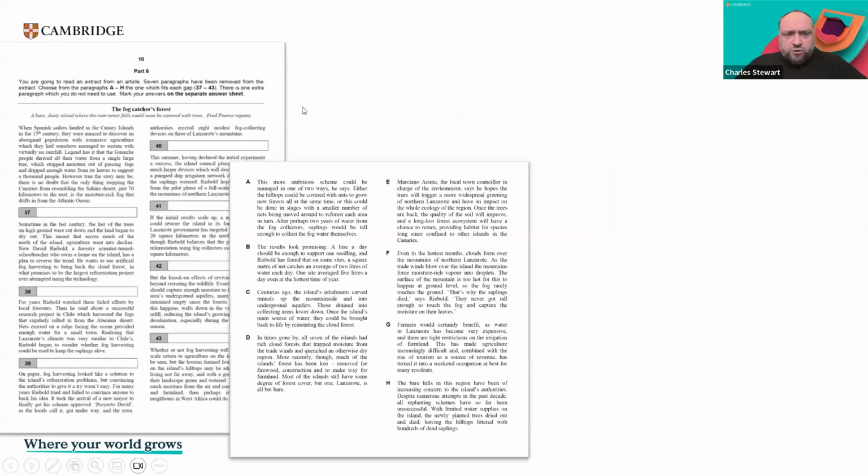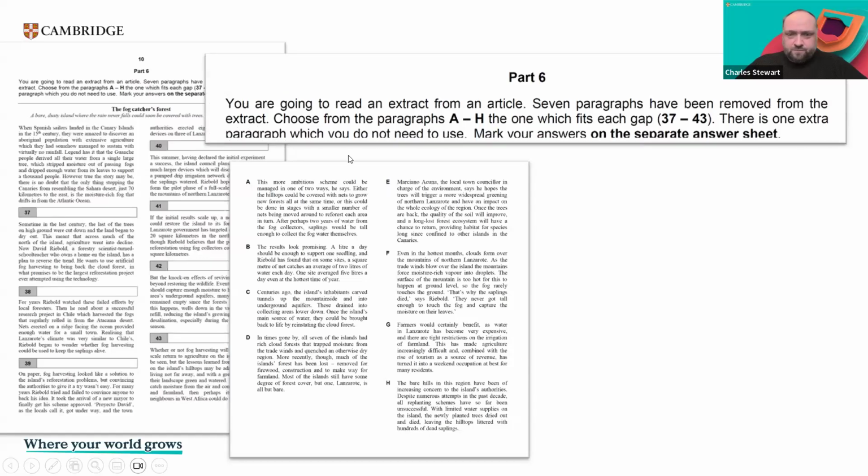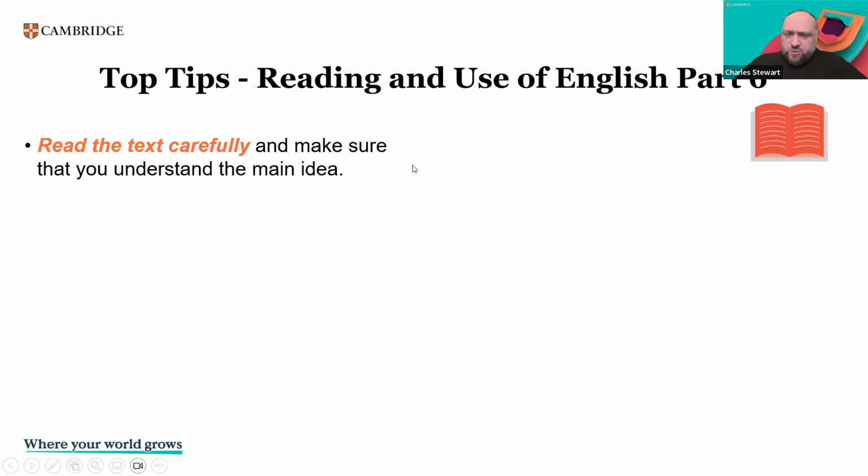Okay, moving right along to part 6. Part 6 is a bit challenging because you're trying to do a few different things here. You're trying to read the text, but we can see here that there are parts missing of the text. So what you need to do is, A through H, you need to fill in the gap with the missing paragraph. How do we do this part of the exam?